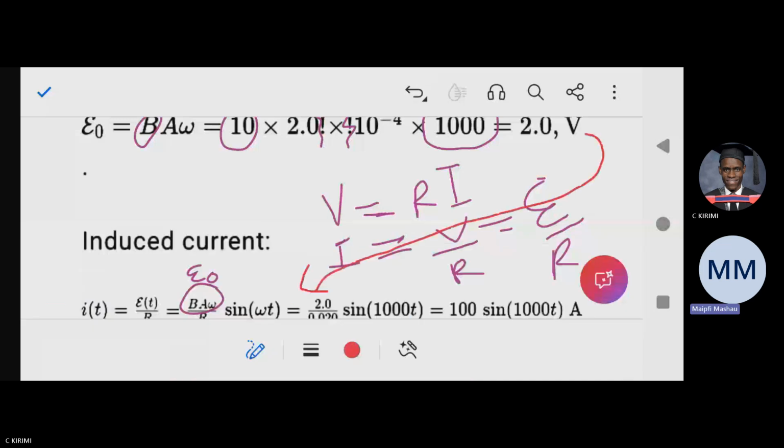I was not hearing you, sir. The 2 volts. The network was off. No, okay.